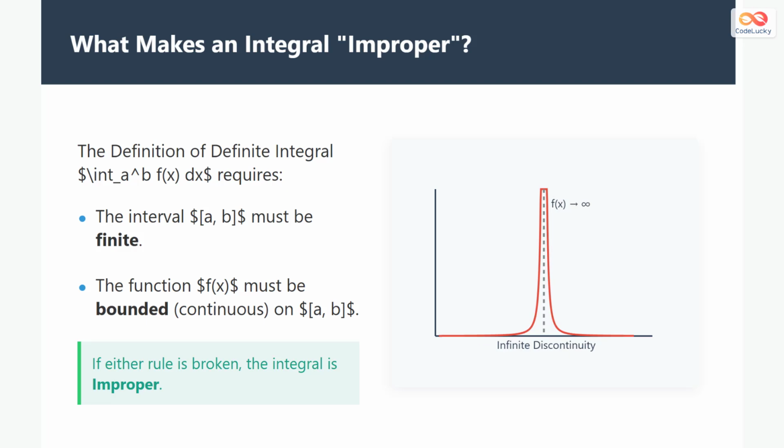First, let's recall what a standard definite integral requires. Normally, for the integral from a to b to be defined, the interval must be finite, and the function must be bounded, meaning it doesn't go to infinity. If either of these rules is broken, we call it an improper integral. Today, we focus on the second case, where the function has a vertical asymptote.